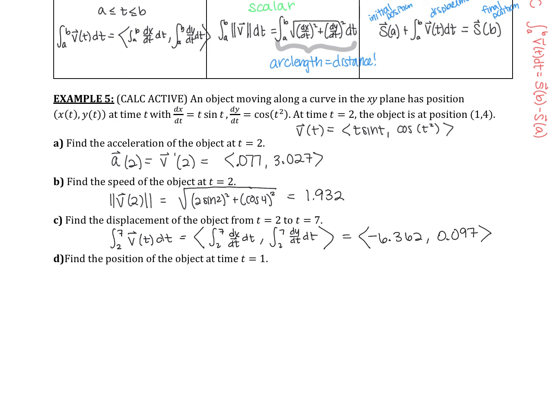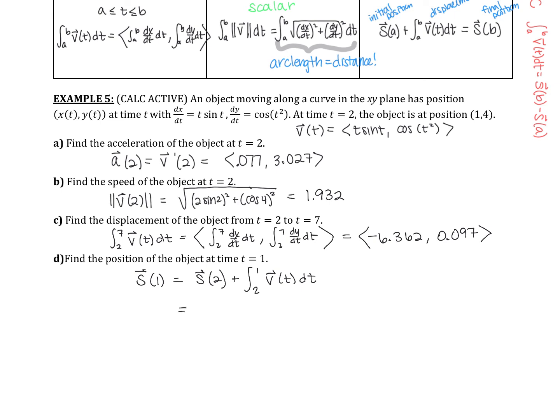All right, let's find the position of the object at time t equals 1. This is a start plus an accumulation. We know we're going to start at 2 because that's the only information I have, and I'm going to try to find the position at 1. So the notation would look like this. I want to find the position of the vector at 1. I know the position of the vector at 2. That was given to me. So if I take the integral from 2 to 1 of the velocity vector, I will get the position vector at 1.